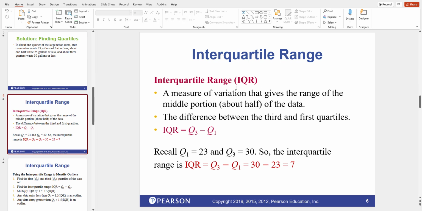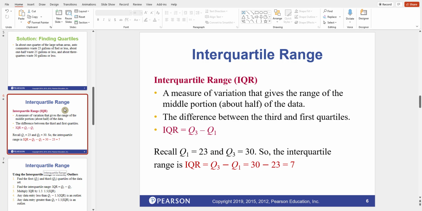From this information, we can calculate the interquartile range, which is called the IQR. It's a measure of variation that gives the range of the middle portion, or about half of the data. So in order to calculate the IQR, you take the difference between the third and first quartile. So you take Q3 minus Q1. In this example, Q1 was 23 and Q3 was 30. So if you subtract those, you get 7.